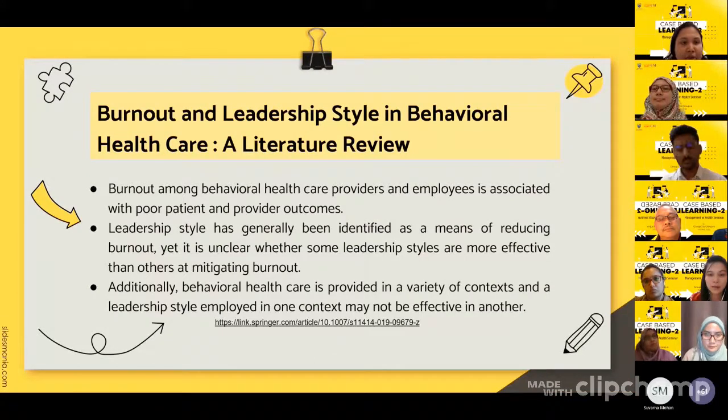This study was carried out to establish the relationship between burnout and leadership style among behavioral healthcare providers. What we can see is that burnout among behavioral healthcare providers and employees is associated with poor patient and provider outcomes. The leadership style that has generally been identified as a means of reducing burnout, it is not clear what type of leadership style is more effective to mitigate or reduce the burnout. Additionally, burnout among behavioral healthcare providers occurs in various types of context, so a leadership style that can be employed in one context may not be effective in others.